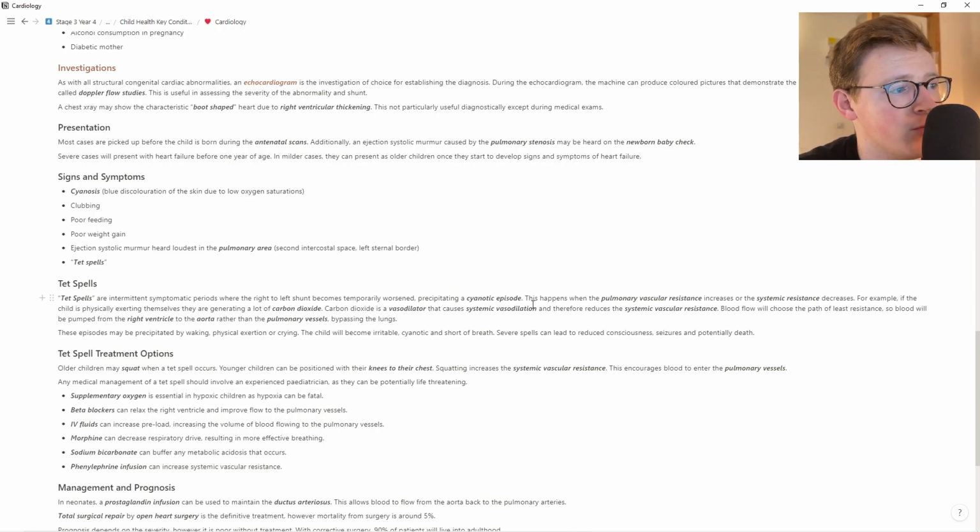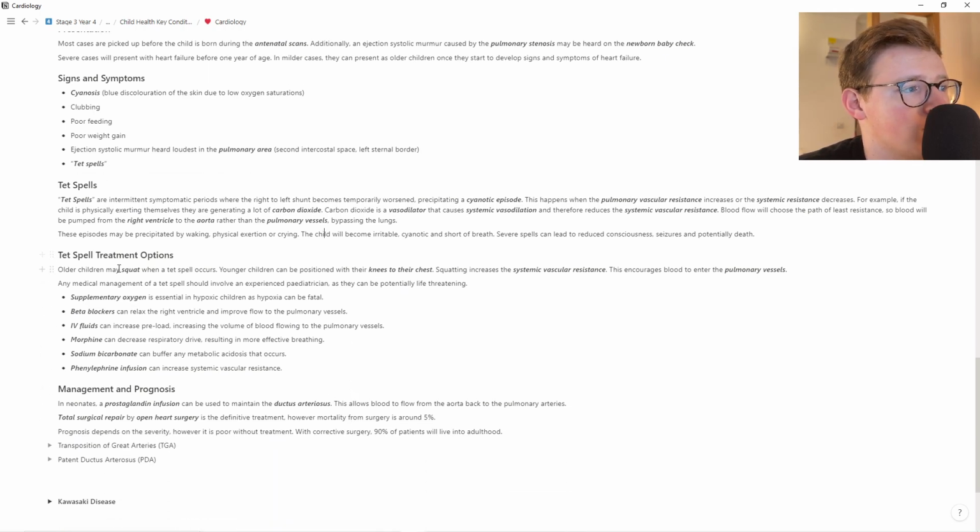Blood will be pumped from the right ventricle to the aorta rather than the pulmonary vessels, bypassing the lungs, creating these issues. These episodes may be precipitated by waking, physical exertion, or crying. That's obviously an important one in children. The child becomes irritable, cyanotic, short of breath. Severe spells can lead to reduced consciousness, seizures, and potentially death.